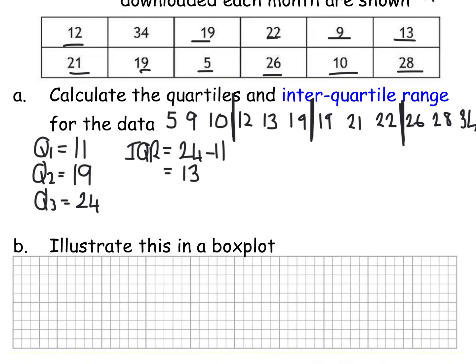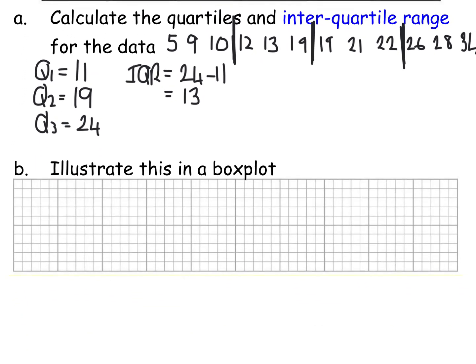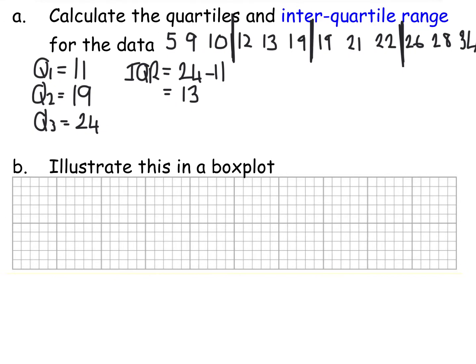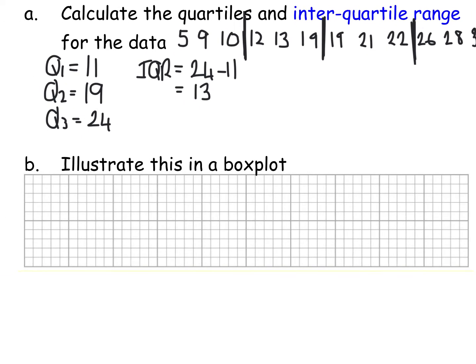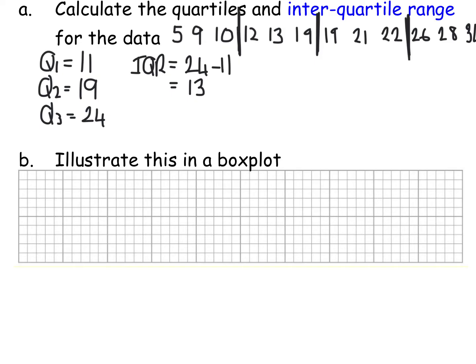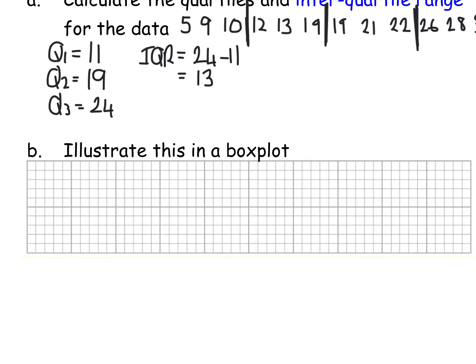So I've already got a box plot kind of drawn here on a blank grid. Now what happens in an exam is you are normally given the grid already drawn out. So here is my box plot. Now my numbers go from 5 up to 34. So when I start my box plot, I'm probably going to start at 0. So I'm going to put 0 here on my start line.